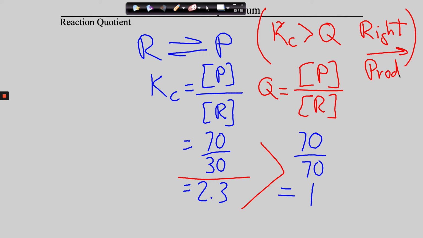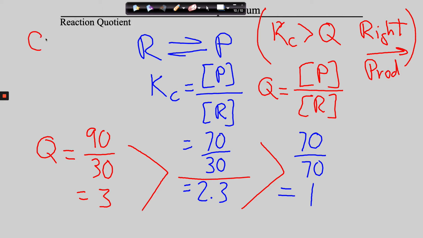Okay. So now, guys, recording the data, now we are at this set of conditions where products are 90 and reactants are 30. So again, figuring out that value. Are we comfortable with the idea that this is Q because it's not at equilibrium? And this is 3. So now which is bigger, Q or Kc? Q is bigger. So Q is bigger than Kc. So if Q is bigger than Kc, now what's the reaction going to do?